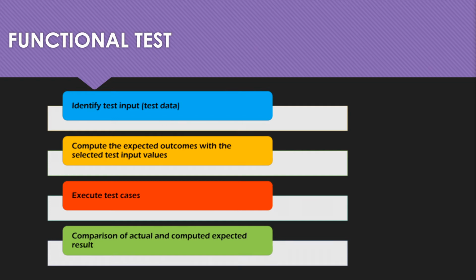And then for the functional test, we identify the input of the test data. First, we understand the software engineering requirements, because the functional test is based on the software requirements or the application requirements. And then we identify the test data, and then we compute the expected outcomes with the selected input values, so the outcomes are the same as we expected. And then we execute the test cases. And then we compare the actual and computed expected results. Is it the same or not? That's the main explanation for functional testing.